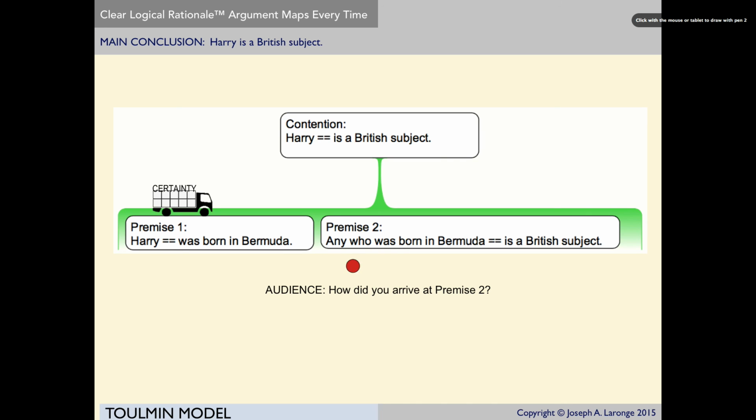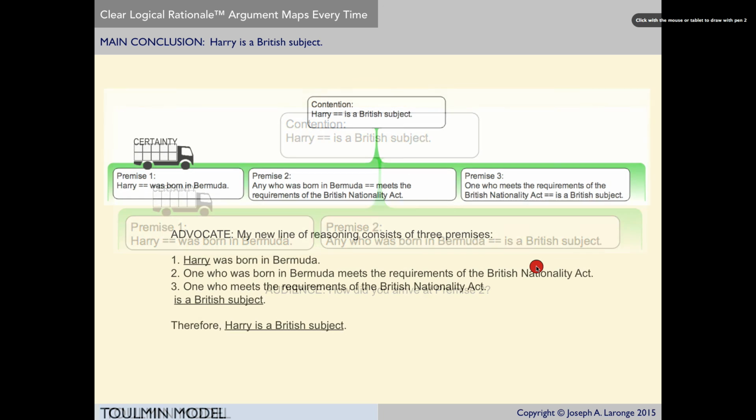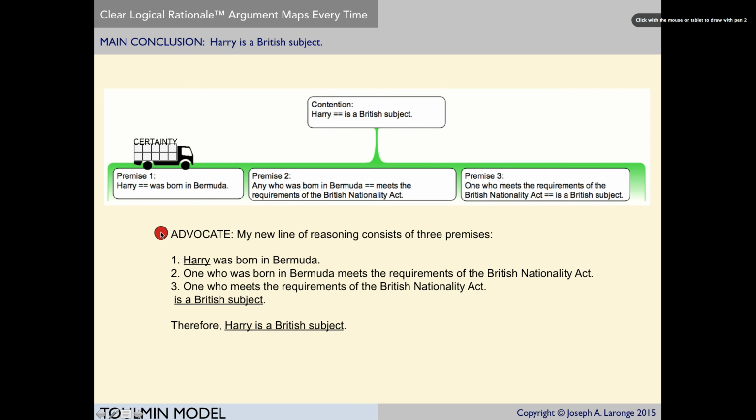Here the audience says, well, how did you arrive at premise 2? What reasoning supports "anyone who was born in Bermuda is a British subject"? So here the advocate says, well, my new line of reasoning consists of three premises. Harry was born in Bermuda. One who was born in Bermuda meets the requirements of the British Nationality Act. One who meets the requirements of the British Nationality Act is a British subject. Therefore, Harry is a British subject. So you can see here now we have an argument. You could call this the datum, this the warrant, and this the backing. But all they are really are linked premises, front to back, in the logic bridge order.